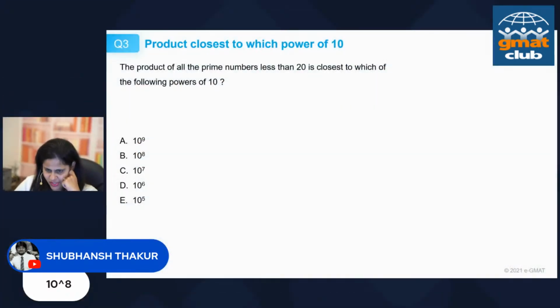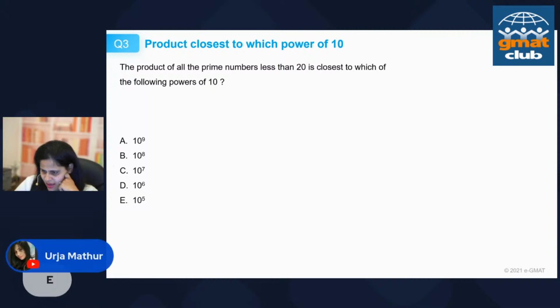Okay, so I see C here, C here, then Urja is saying E, then there is another 10 to the power 8. Let me go back. I'm going to share my screen. I'm going to bring back the question so that I can see 10 to the power 8. So I see two C's, one B, one E. Okay, what else?